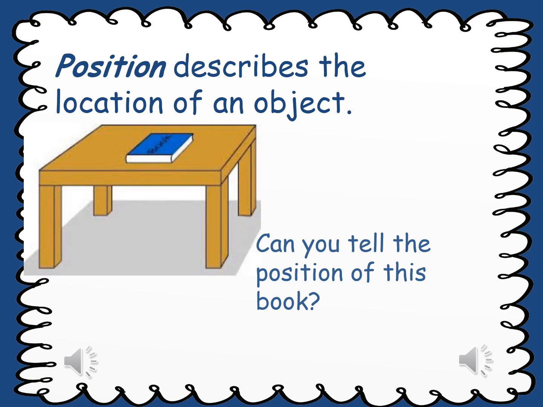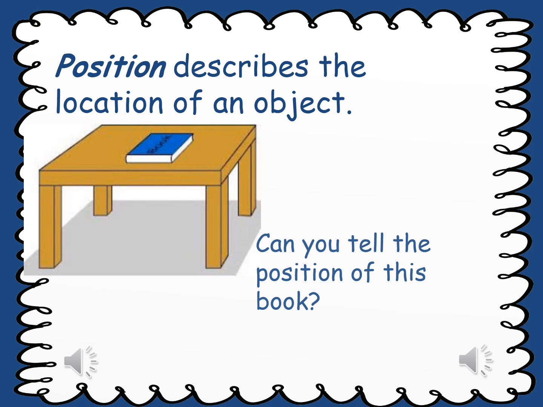What is position? Position describes the location of an object. Look at the picture here. Can you tell the position of this book? Yes, the book is on the table. You can describe the position of the book, means the location of the book.